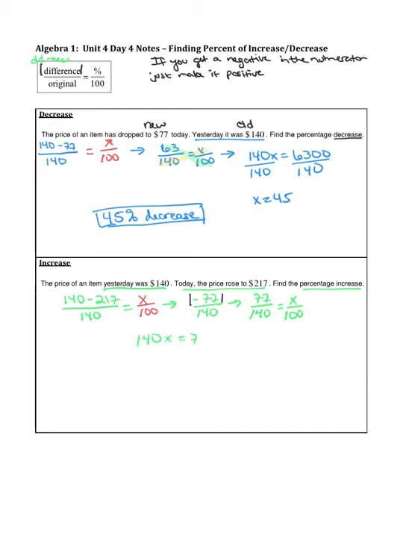140x equals 7,700. I cross multiplied. I simply didn't highlight it this time. Divide both sides by 140. And x equals, I'll tell you in a minute, 55. This is a 55% increase.